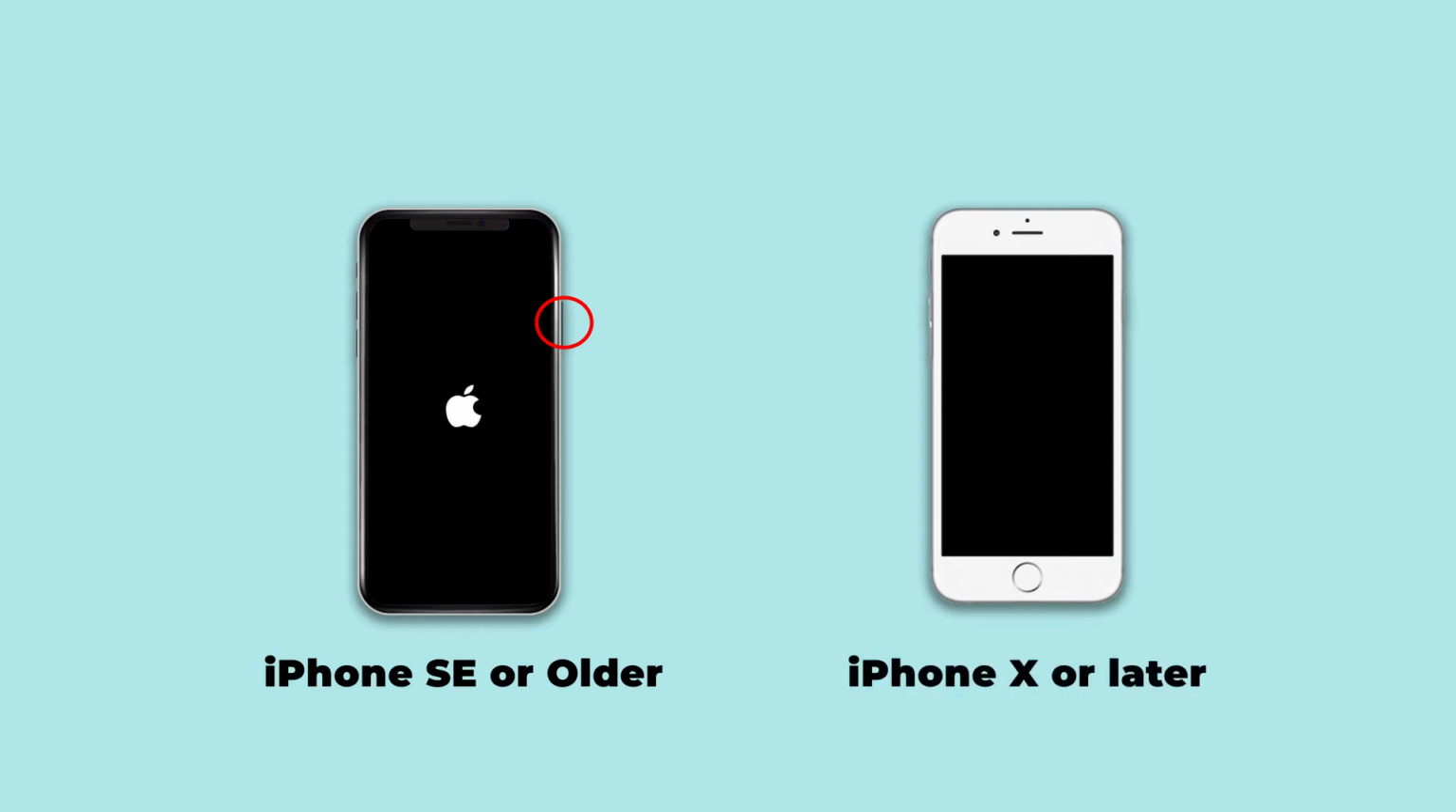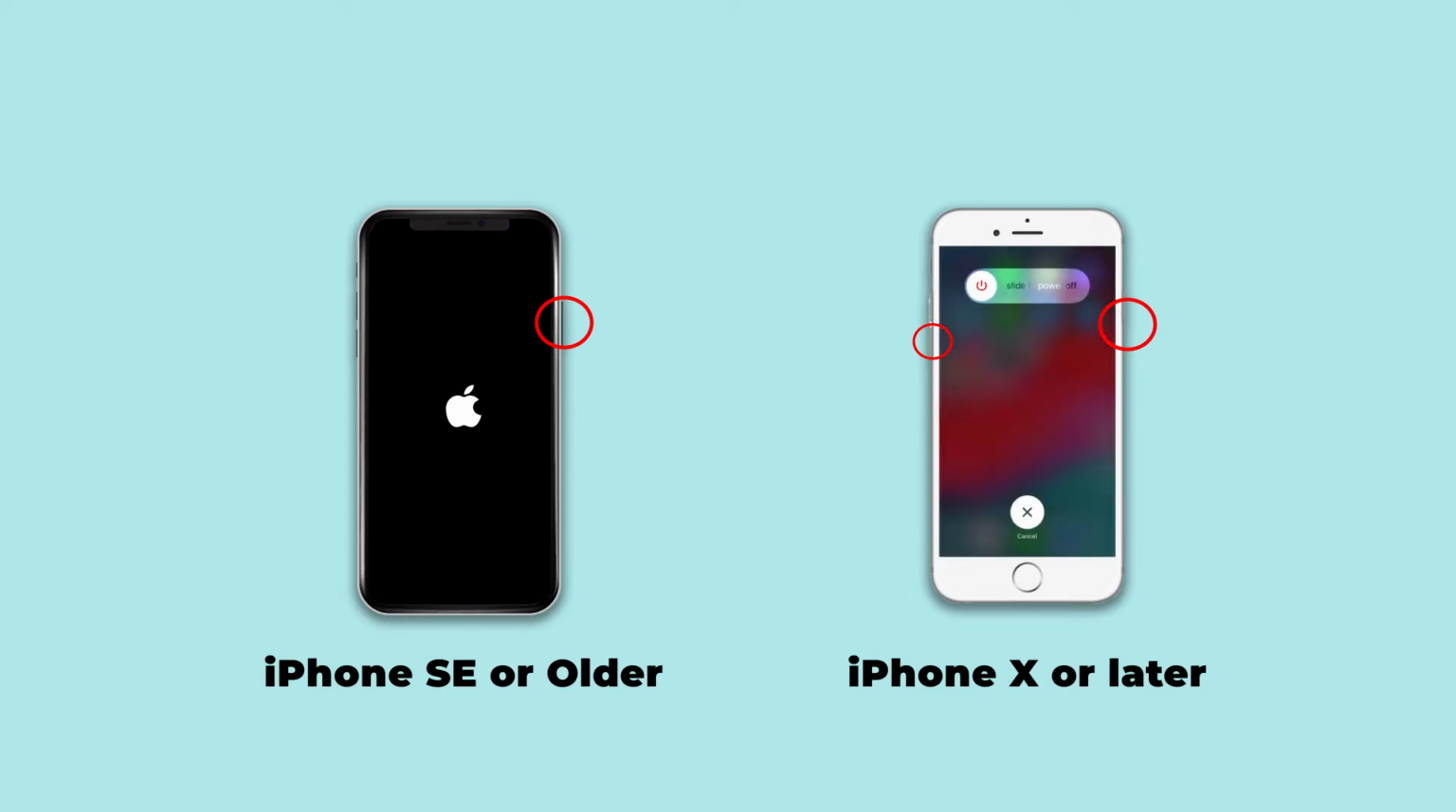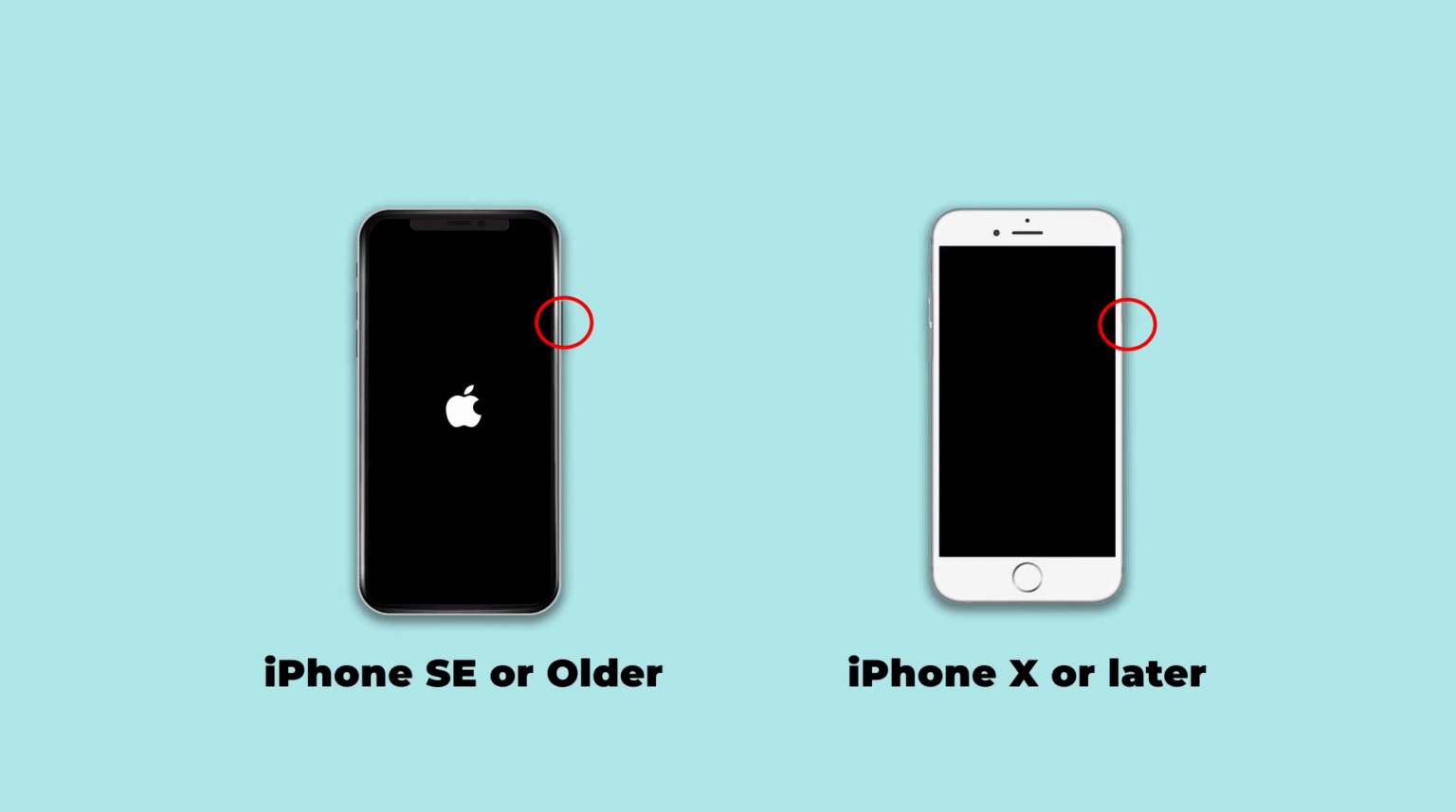To restart iPhone 10 or later, 1. Press and hold either volume down button and the side button until the power off slider appears. 2. Drag the slider, then wait 30 seconds for your device to turn off. 3. Press and hold the side button until you see the Apple logo.